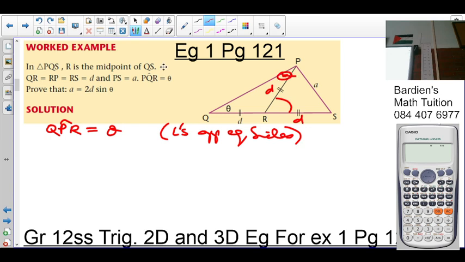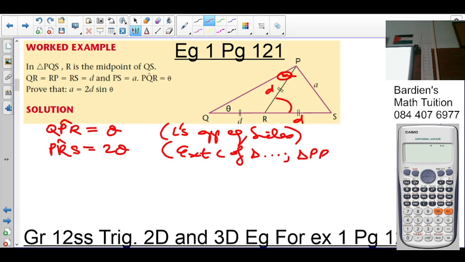Then we know that this angle here is an exterior angle of that triangle. The exterior angle is equal to the sum of the two interior opposite angles, not so? So we say angle PRS is equal to 2 theta, exterior angle of triangle PRQ. So there's 2 theta.